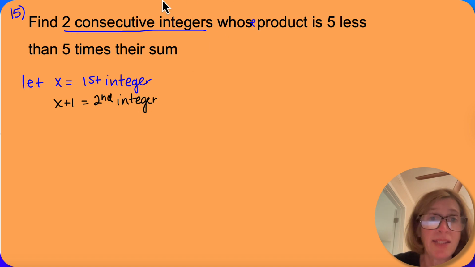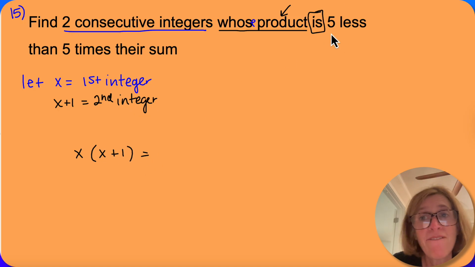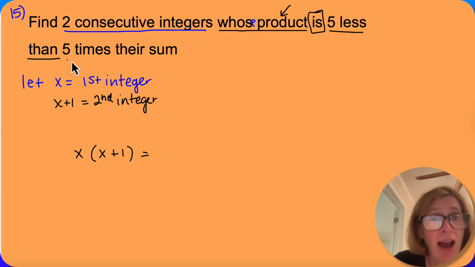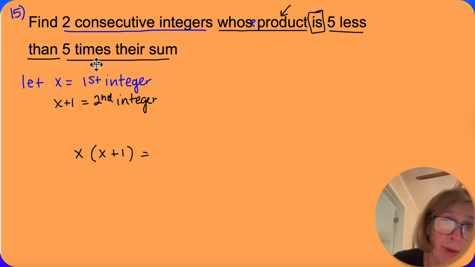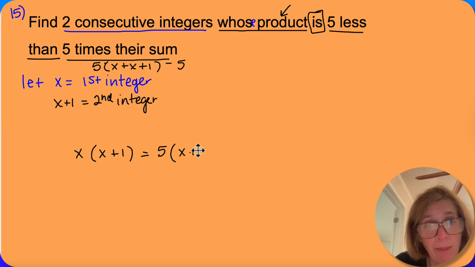Okay. So now it says, find two consecutive integers whose product is, telling me multiplication. So x times x plus 1 equals 5 less than 5 times their sum. So 5 times their sum would be 5 times x plus 1. 5 less than, that's a flip it around word, is going to be minus 5. So that would be 5 times their sum minus 5.